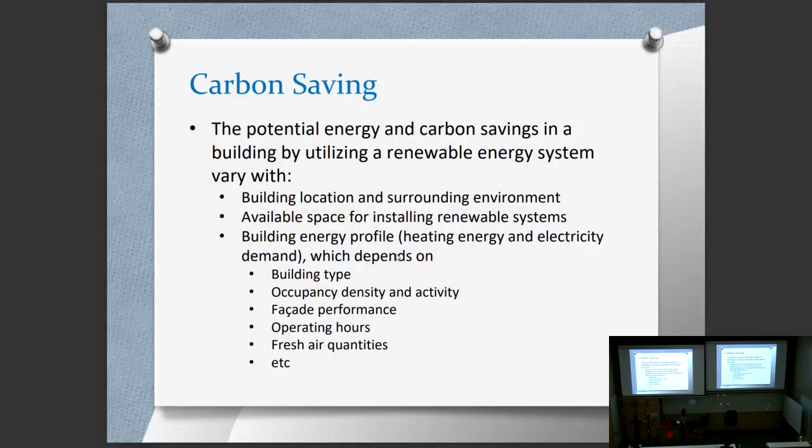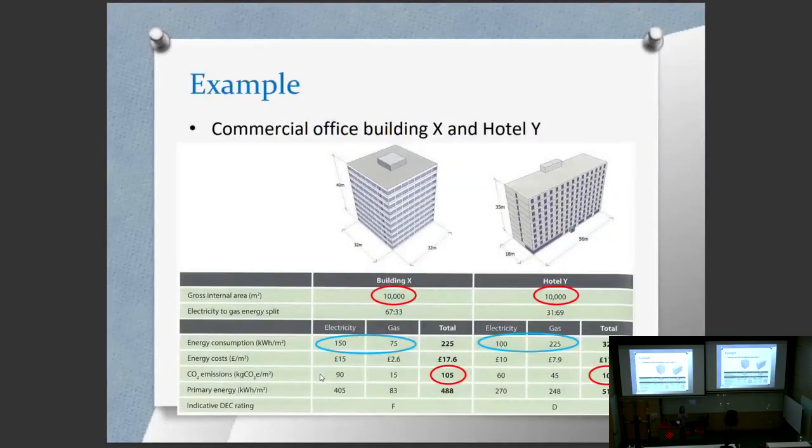Building energy profile, and the energy profile will depend on the building type, occupancy density, what is the function of the building, the facade performance, what type of glazing, the operating hour, fresh air quantities, etc. All these will affect the potential of energy and carbon savings. Because there are so many variables, for this structure, we will use two different buildings as an example. So we have building X, like a typical office building, and a hotel Y. So two buildings, X and Y.